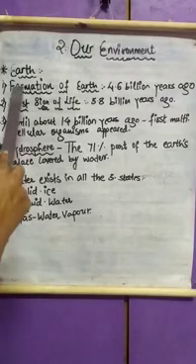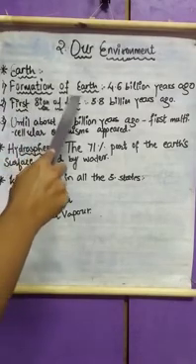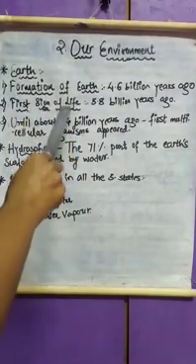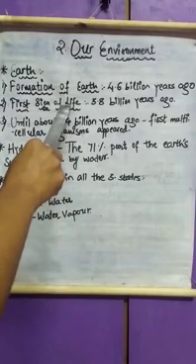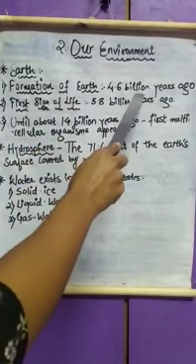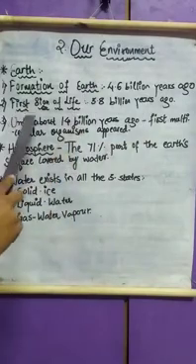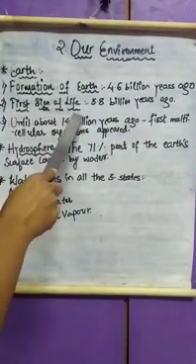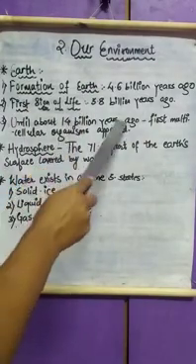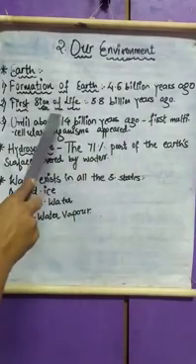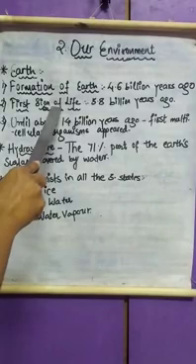So students, when was the Earth formed, or when did the formation of Earth occur? The Earth was formed about 4.6 billion years ago, and the first sign of life is said to have appeared about 3.8 billion years ago. So we will learn about this in chapter 22.